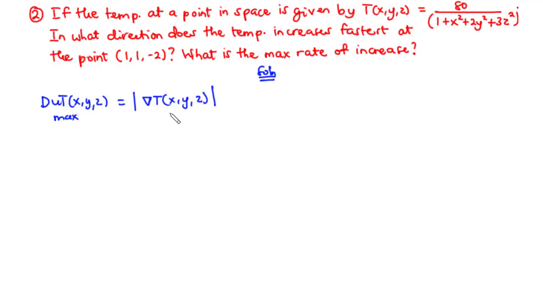So let's try to find the gradient function, and then we evaluate its magnitude. So we have the function T of x, y, z, and that is giving us 80 divided by 1 plus x square plus 2y square plus 3z square.